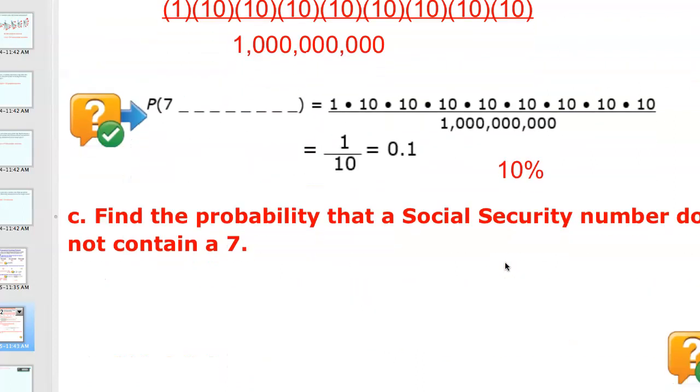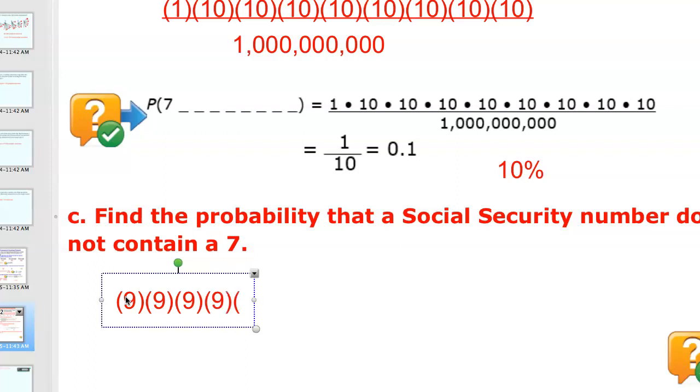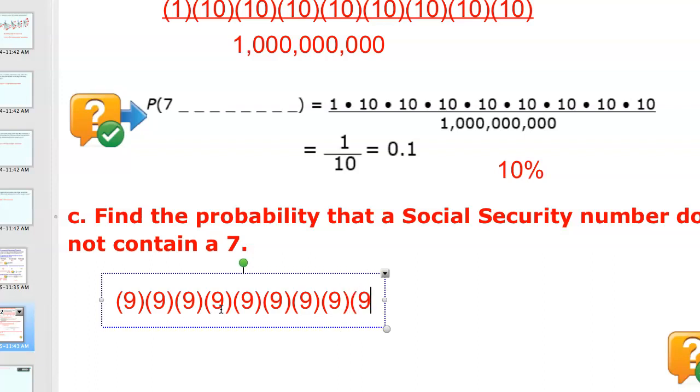All right, find the probability that a Social Security number does not contain a 7. So that means there are 9 numbers and it can't have a 7. Therefore, instead of 10 possible outcomes, there's only 9. This number can only have 9 because it can't be a 7. 9, 9, 9, and there are 9 numbers in your Social Security number, so we need 9 nines, or 9 to the power of 9.